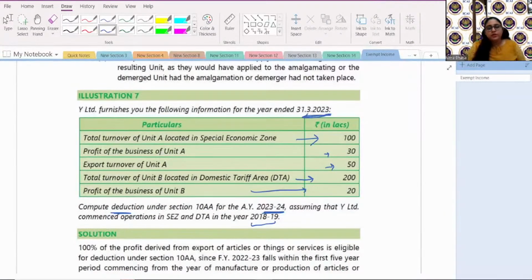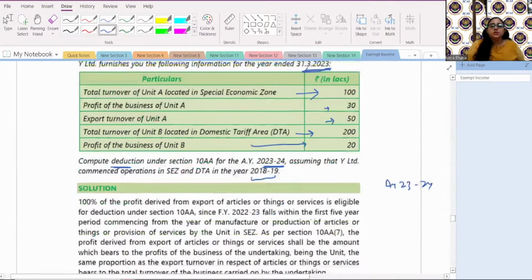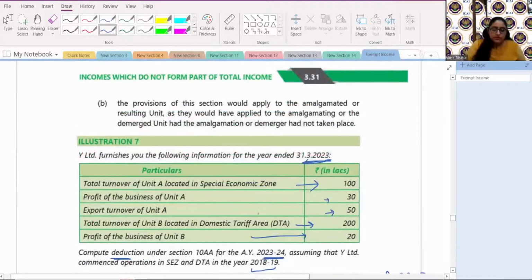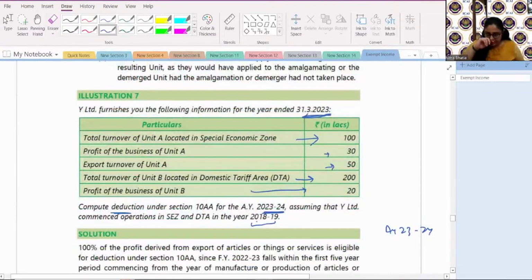So would you like to give it a try of first of all how to calculate the export profit for the assessment year 23-24? First, let's calculate that. And whenever you're doing such type of questions, please give your explanation of why you are doing it, as per what section you are doing it, what does the section says, okay? So assessment year 23-24 के लिए first of all calculate the export profit. How much is the export profit? Unit A है and this is Unit B.